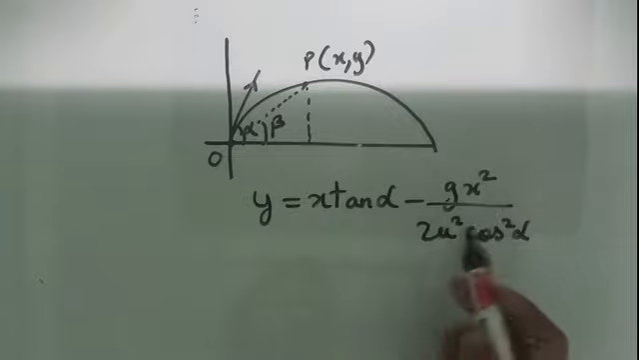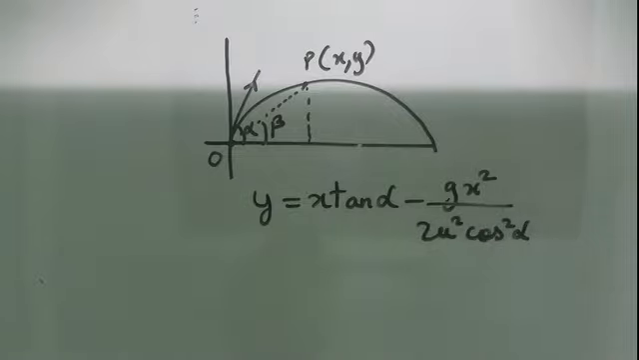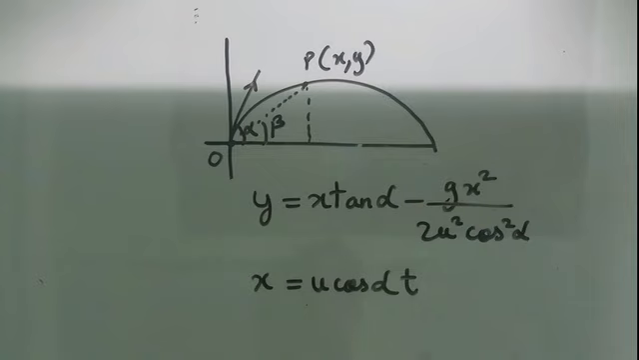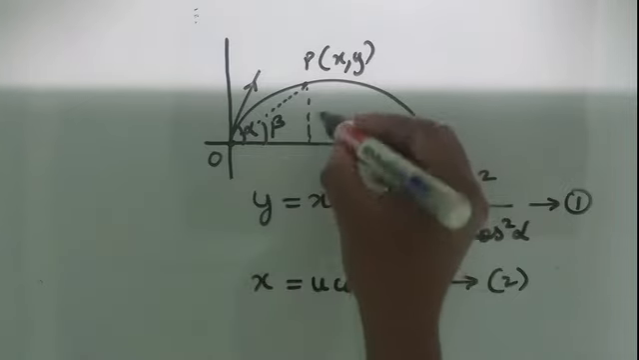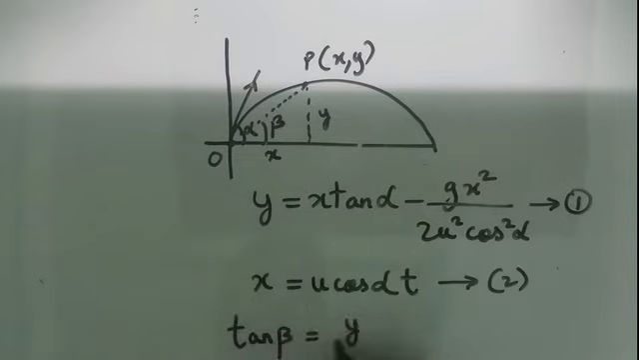Again, this equation does not have the time factor, but if you see the question, we need the time. So we will be needing another equation, that is x equal u cos alpha t. For this question we won't need the other one, as you will see. Again, beta is this angle, so this one is y, this one is x. So the third equation that you will be having is tan beta equal y by x.